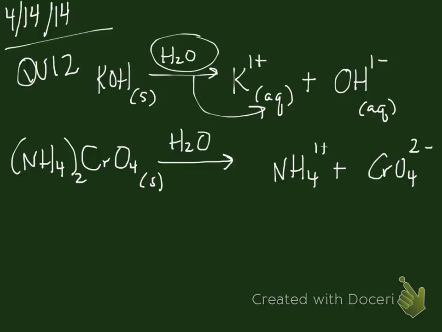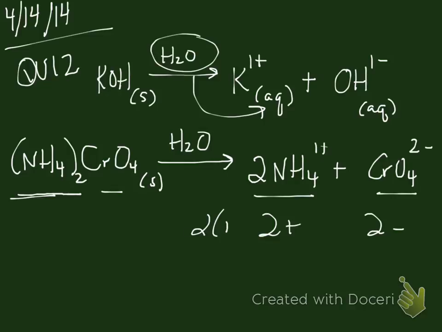Are the ions balanced? No, because in every mole of ammonium chromate, there were 2 moles of ammonium ions. Okay, so now we've got 2 ammonium ions over here, 2 ammonium ions over here, 1 chromate ion over here, 1 chromate ion over there. Do the charges balance? We've got 2 plus, we've got 2 minus, because this is 2 times the 1 plus. Okay, so that's good.